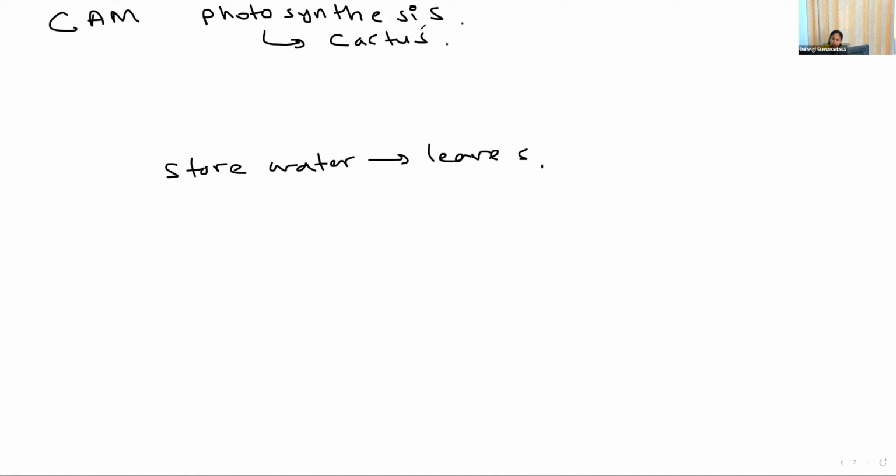The cacti always. One example, another example is the pineapple. So a pineapple is a common example. Write it down. Pineapple is a CAM photosynthesis. And think about a horticulture plant which stores lots of water in the leaves, the succulents.